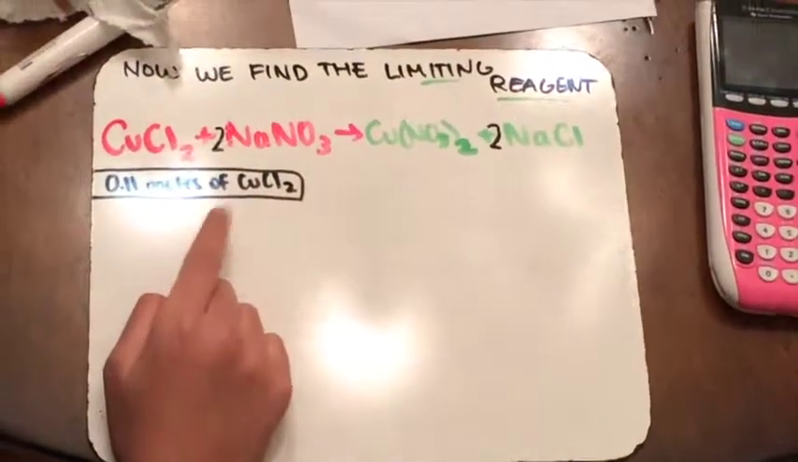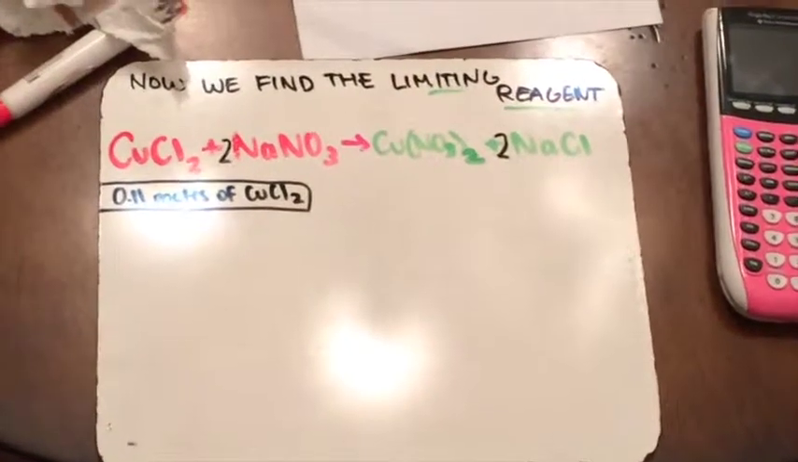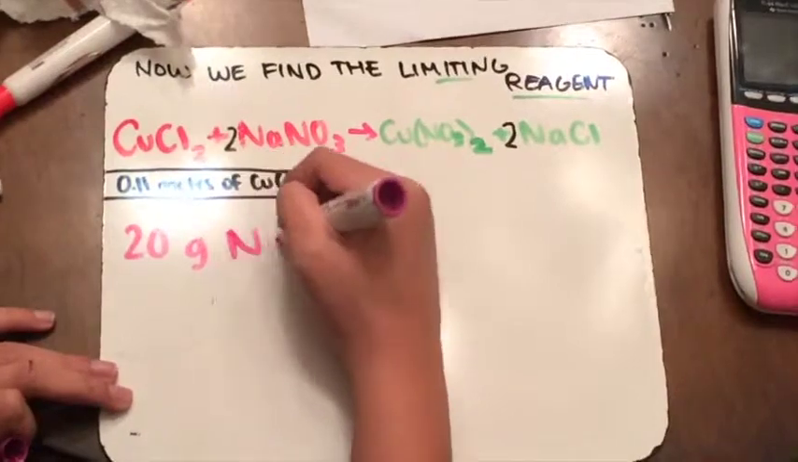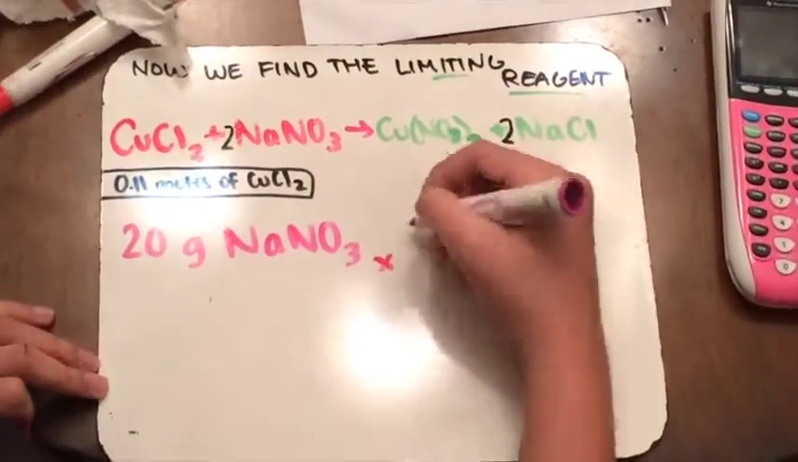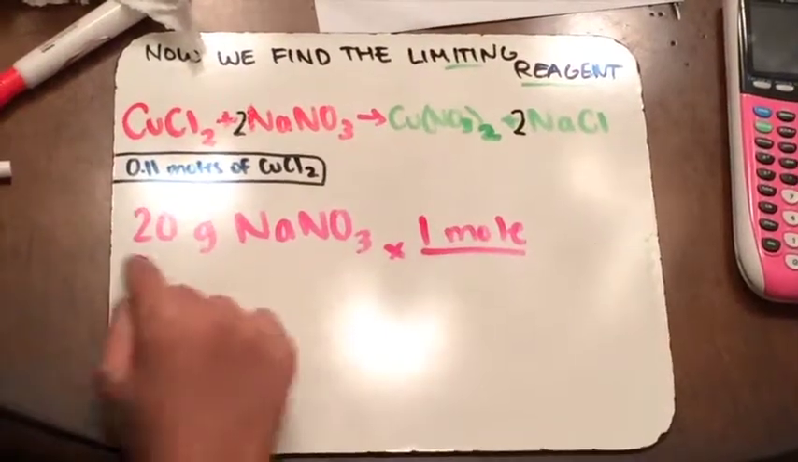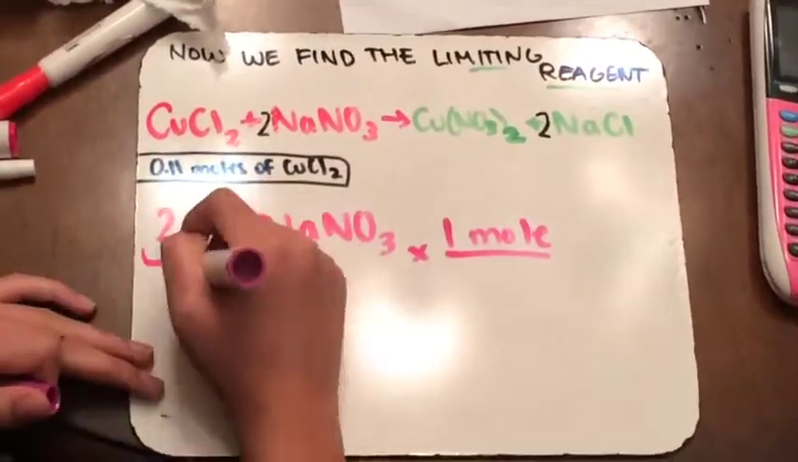So now I'm just writing that to the side so we can look at it, so that says 0.11 moles of copper chloride. And now I'm just doing this exact same thing with the sodium nitrate. Remember that we originally were given 20 grams of sodium nitrate, and I am just using the molar mass sheet, and I'm putting grams at the bottom.